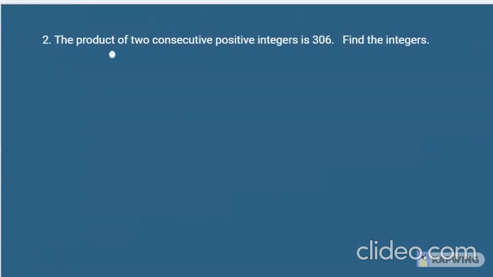Second question. The product of two consecutive positive integers is 306. Find the integers. Here also we are just forming the equation. The product of two consecutive positive integers. So let x be any integer. What will be the next integer? The successor will be x plus 1.